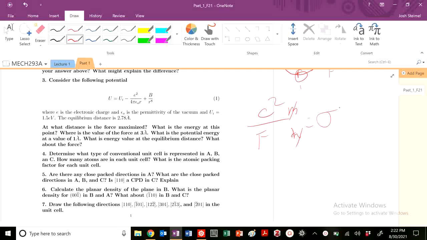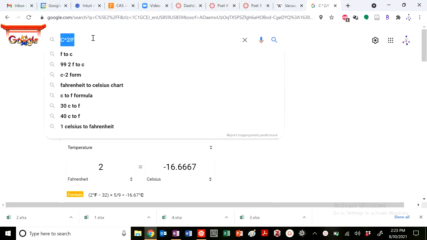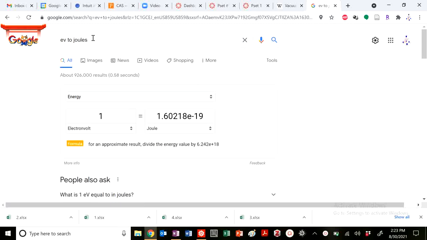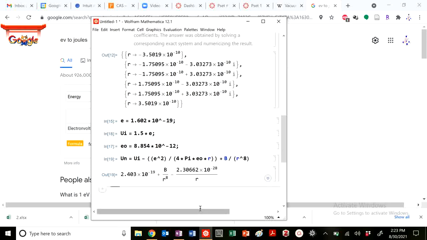So I'm going to go ahead right now and change that electron volt there to an eV. As we know, Coulomb squared per Faraday is a joule. So I'm going to do the eV to joule conversion. I'm going to do 1.602 times 10 to the minus 19, times that. So now I'm okay. We've got essentially everything.